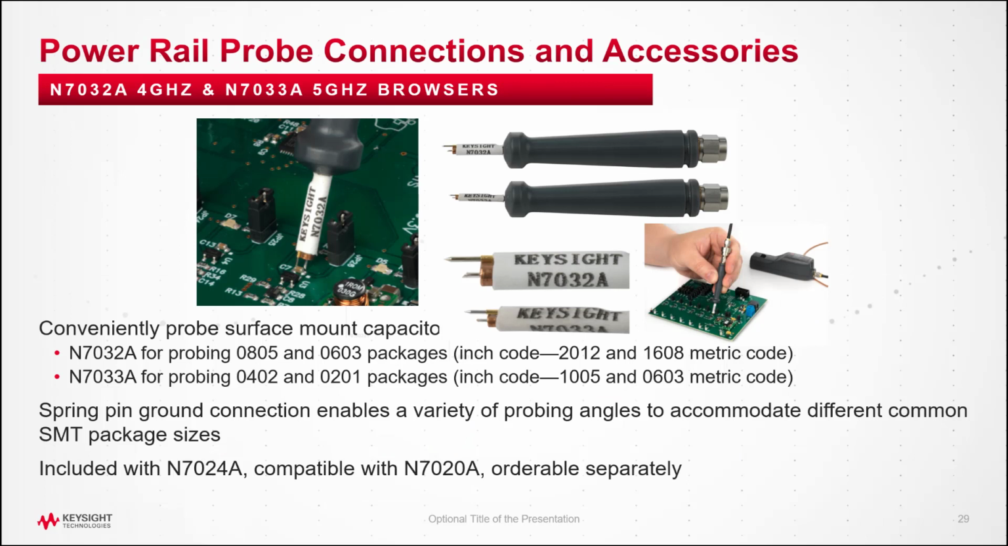Another thing I want to point out about the power rail probes is, if you've ever used probes, you know half the battle sometimes is just making contact with the target. And so Keysight offers two browsers for our power rail probes, a 4 gigahertz and 5 gigahertz handheld browser. And these browsers are sized so that they probe across the end caps of the bypass caps. And so you can see there on the screen that one model will work for 0201 and 0402 packages. The other one will work for 0603 and 0805 packages.